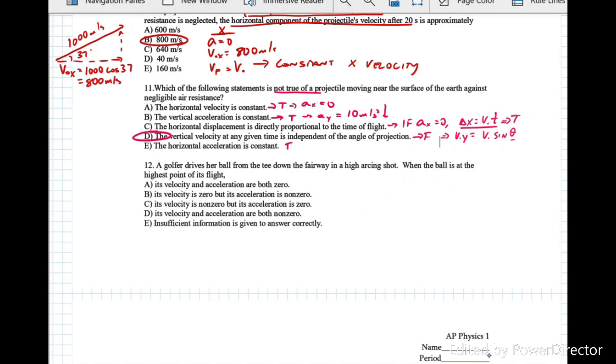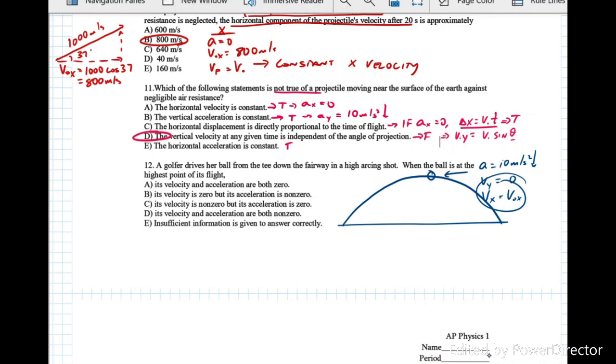12, we're going to drive a ball in a high arcing shot, and I want to know what's going on at the highest point. If we look at that high arcing shot, at the highest point, the acceleration is 10 meters per second squared down because it doesn't change. The y velocity is 0, but the x velocity is the same as it was at the beginning, the initial velocity in the x direction. That's important. On a high arcing shot like that, there is some x velocity, which means there is some velocity. The velocity doesn't equal 0 at the top, and the acceleration does not equal 0 at the top.